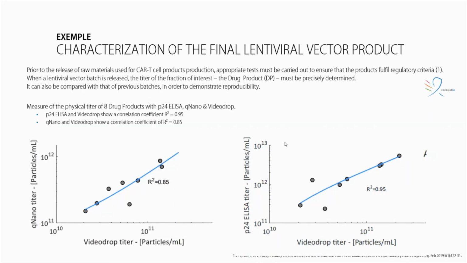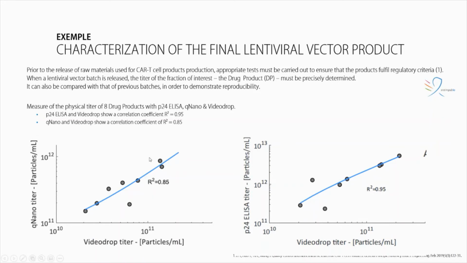Here the application is for the characterization of the final lentiviral vector product. Prior to the release of raw materials used for CAR T-cell product production, appropriate tests must be carried out to ensure that the product fulfills regulatory criteria. When the lentiviral vector batch is released, the titer, the fraction of interest, the drug product, must be precisely determined. It can also be compared with that of previous batches in order to demonstrate reproducibility.